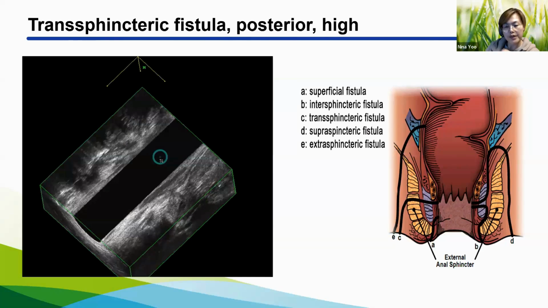This is a good example of a sphincter type of fistula. Involves a large amount of sphincter muscles.